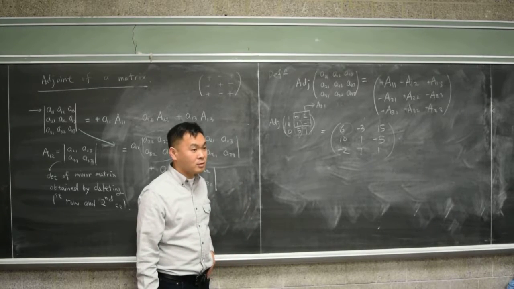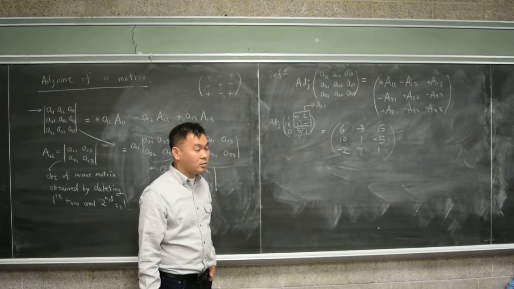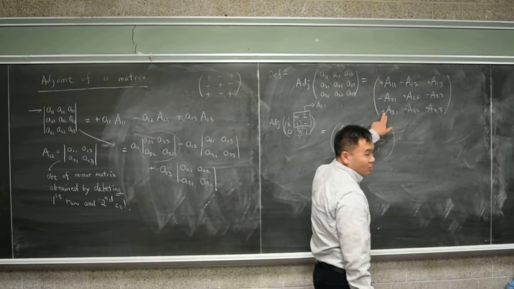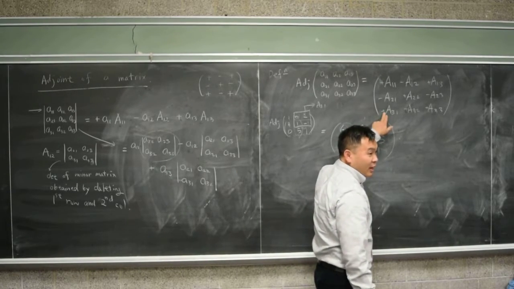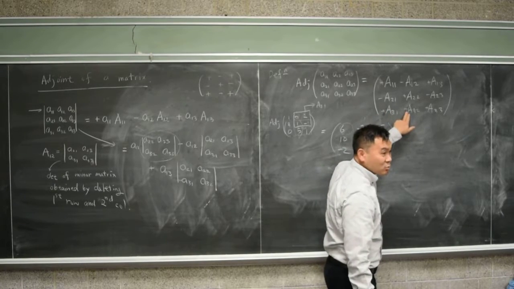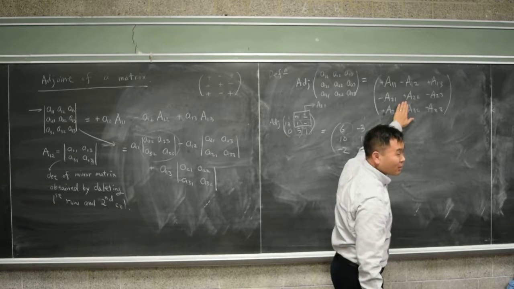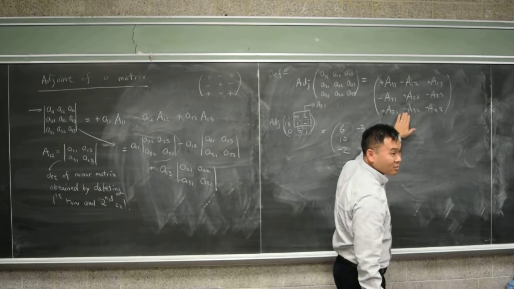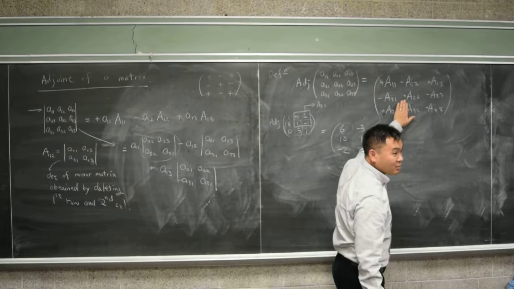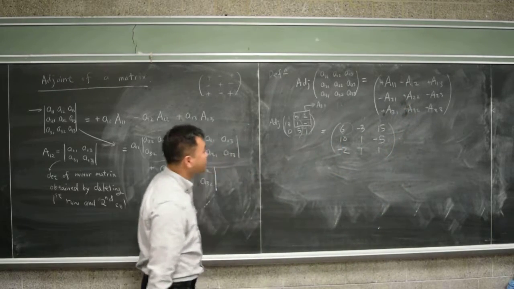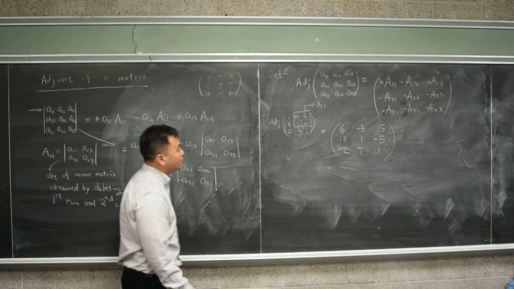If it's positive, you just go ahead and put positive. This positive means you don't change the signs. This minus would change the sign. If this thing is negative, then minus of that thing will be positive. If this thing is positive, minus of this thing will be negative. Okay. So that's the adjoint.